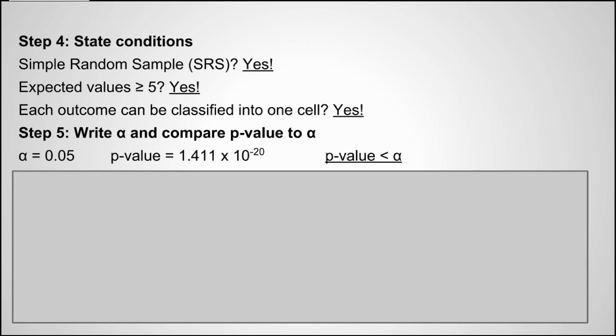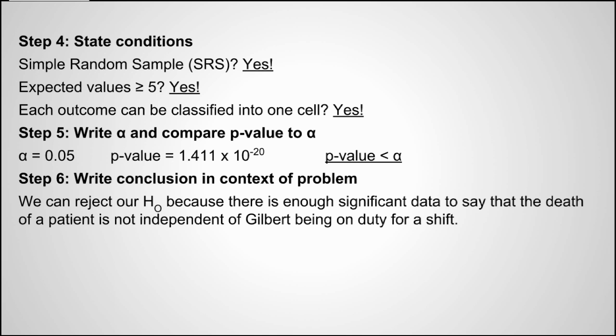Step 5 is write your alpha and compare your p-value to alpha. Since we weren't given an alpha in the problem, it is best to just use alpha equals 0.05. It's not too low, not too high, like it would be if you use 0.01 or 0.1. If you compare your p-value to your alpha, you can see that the p-value is actually less than your alpha. So we can reject our null hypothesis, leading us to step 6.